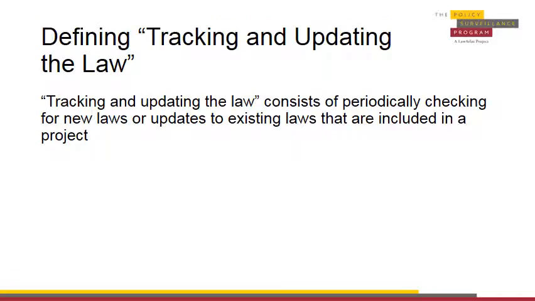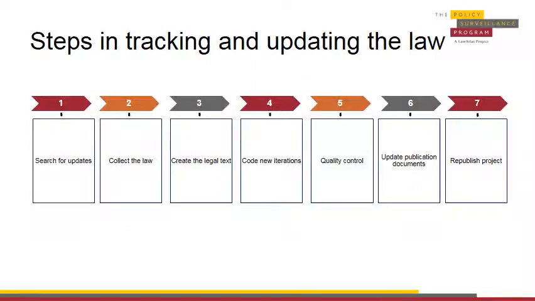Tracking and updating the law consists of periodically checking for new laws or updates to existing laws that are included in a project. These are the steps you follow when tracking and updating the law. Note that when tracking and updating the law, research is conducted in batches of 5 jurisdictions at a time. Laws in those 5 jurisdictions are updated, new iterations are coded, and quality control is performed before moving on to the next 5 jurisdictions. The following slides will detail these 7 steps.